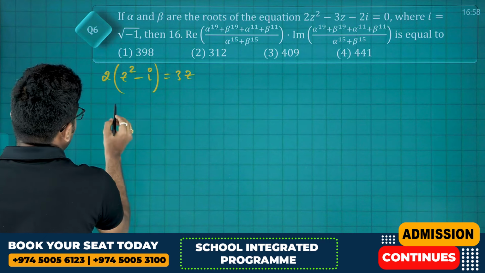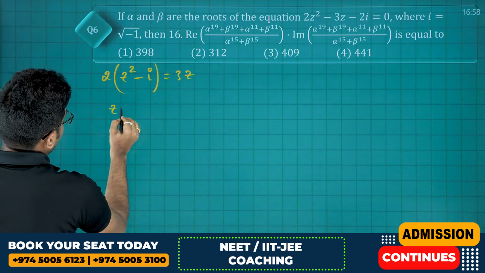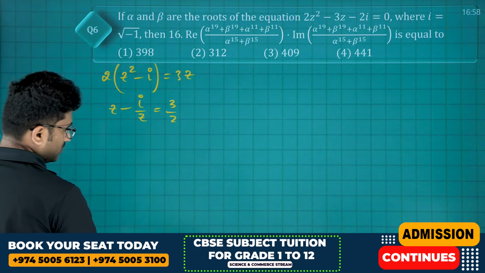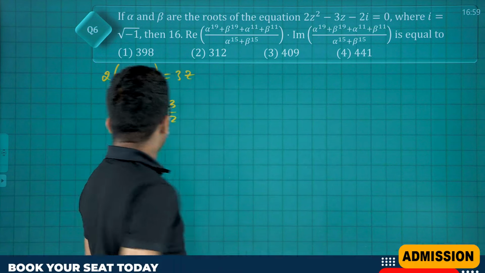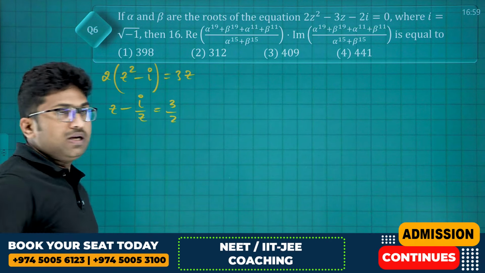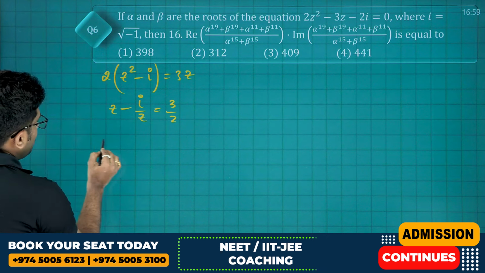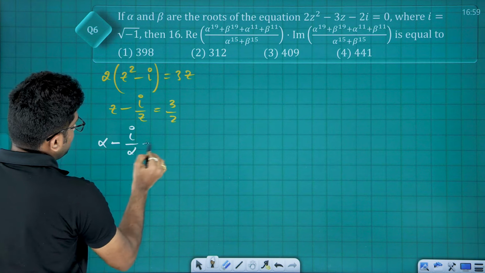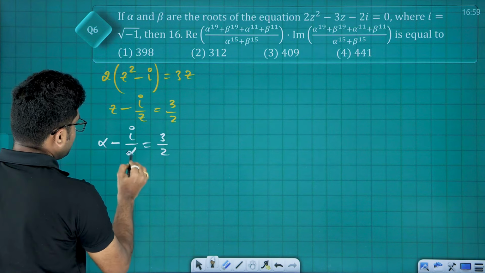Get z to this side. z squared by z is z, minus i by z, is equal to 3 by 2. Clear? z minus i by z is 3 by 2. As alpha and beta both are the roots, you can put z equals alpha. Alpha minus i by alpha is equal to 3 by 2.